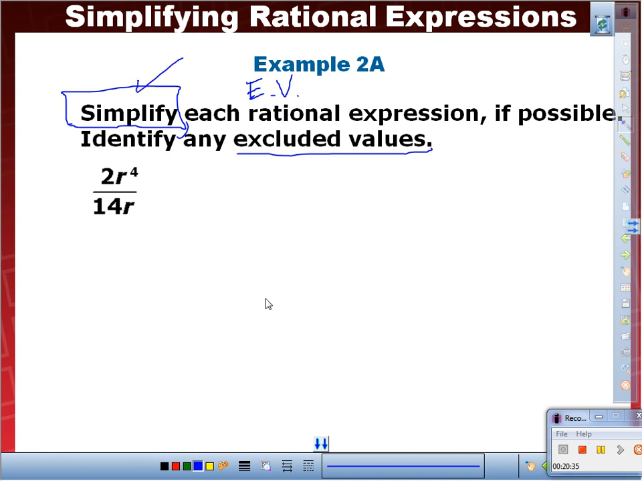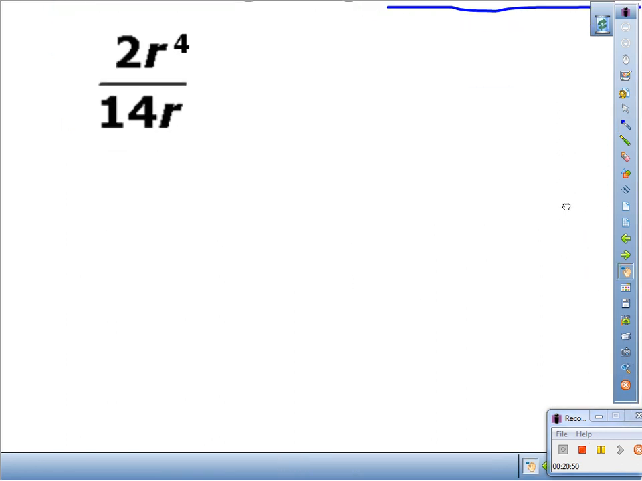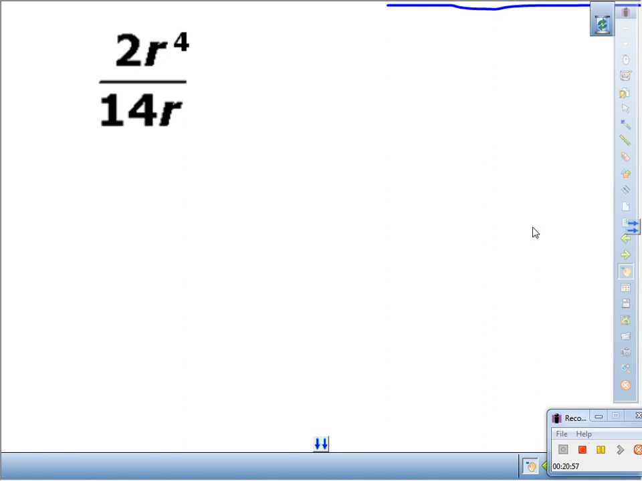So first we're going to what? Simplify 2r to the fourth over 14r. All right, I'm going to zoom in. Writing utensils down, look up to the screen really quick. I'm going to simplify this. Look up. Whenever we have a monomial over a monomial, it's basically what we did on the warm-up. We identify the GCF. Question. What's the GCF for 2r to the fourth and 14r? Tell your neighbor, please. GCF for these two.